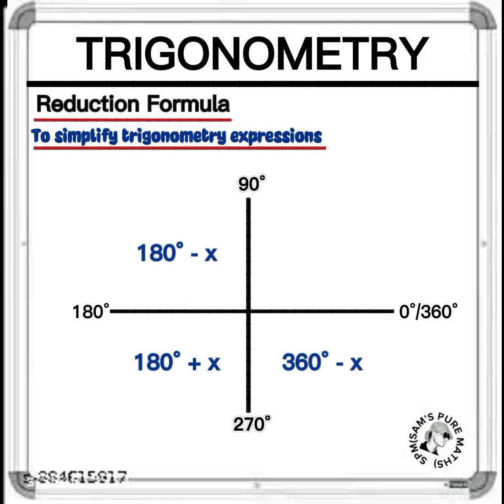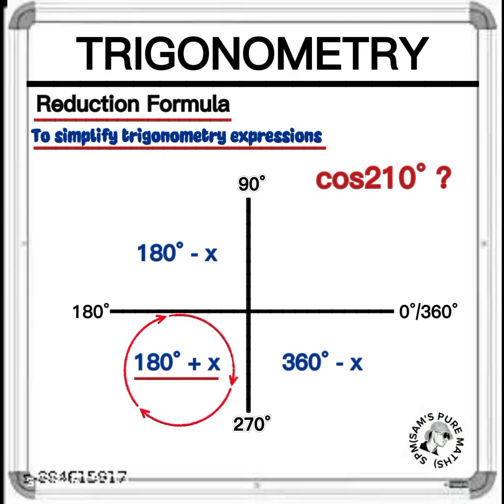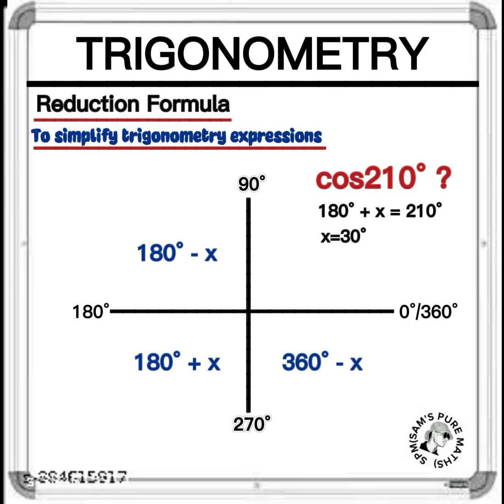Another example, we have cos 210 degrees. The angle that we have is 210 degrees. 210 is between 180 and 270. So 210, it is in the third quadrant. In the third quadrant, we have 180 degrees plus x. So let us find x. We're gonna equate 180 degrees plus x and 210 degrees. Our x is equal to 30 degrees.